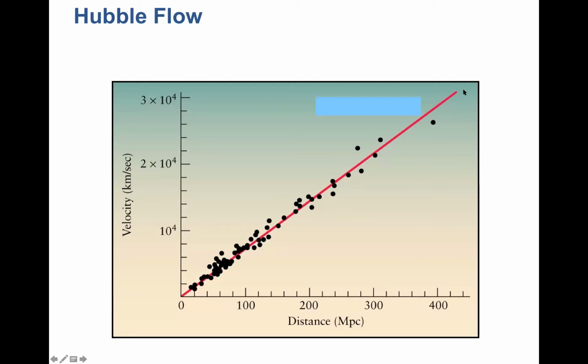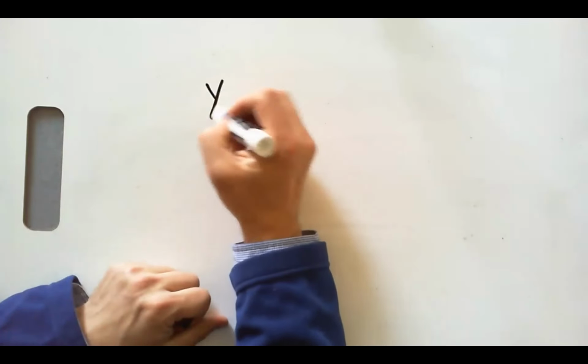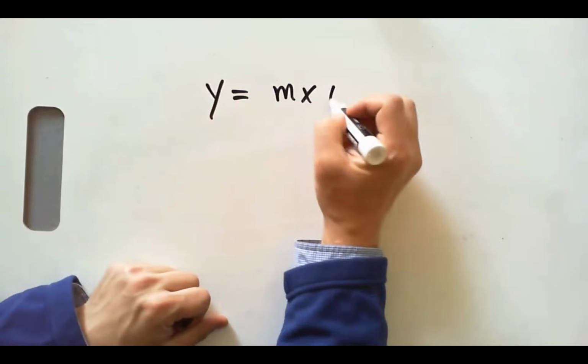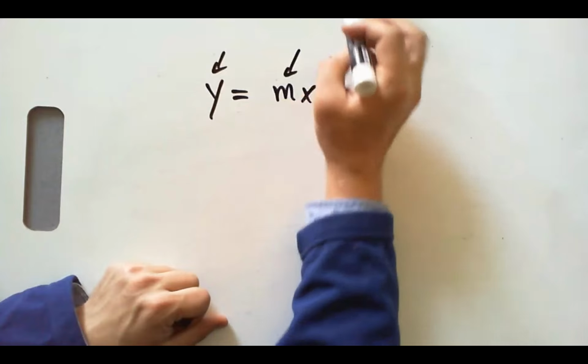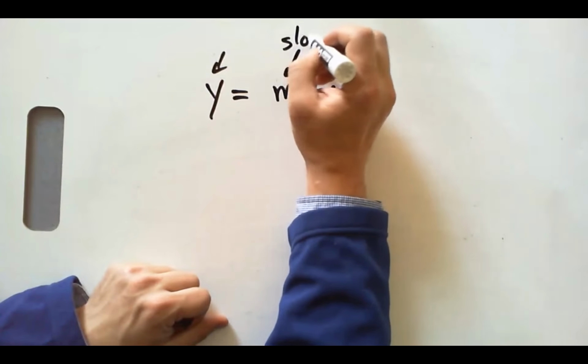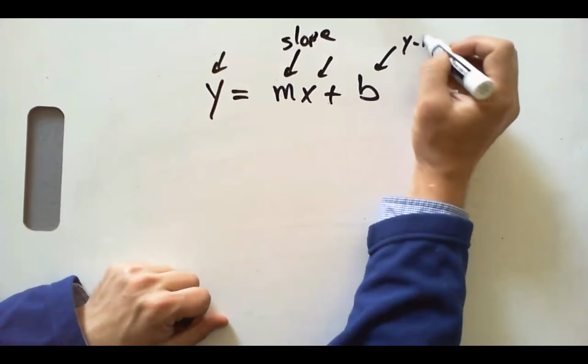What is the equation of a straight line? Well, if you remember back to your high school or middle school math classes, the equation of a straight line is y equals mx plus b. So I'm going to share my whiteboard with you again. So the generic equation of a straight line, y equals mx plus b, where recall, y is your y variable, x is your x variable, m is the slope, and b is your y-intercept.